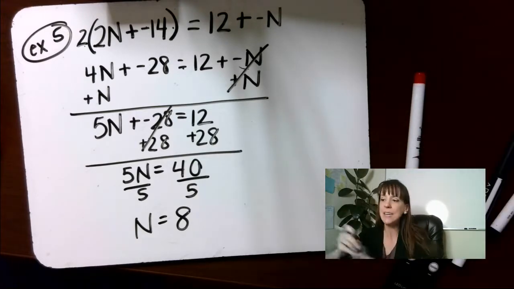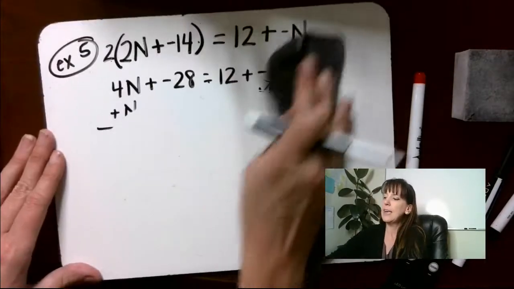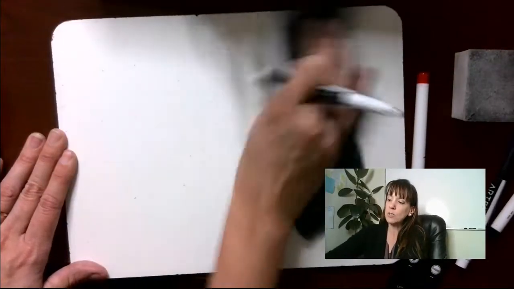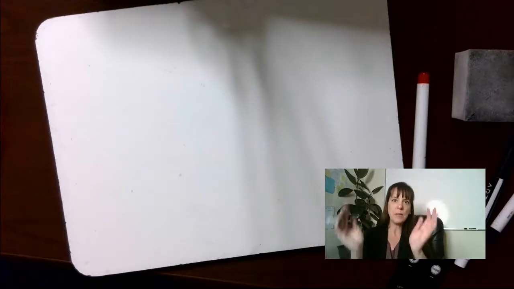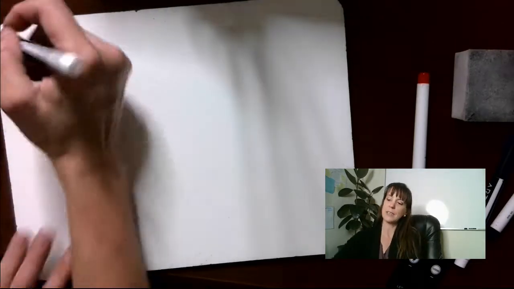Knowing that less than means you have to switch the order around. And then knowing the word is means equals. Knowing that you may be using parentheses, that's a big one. Okay, so let's see about example number 6.